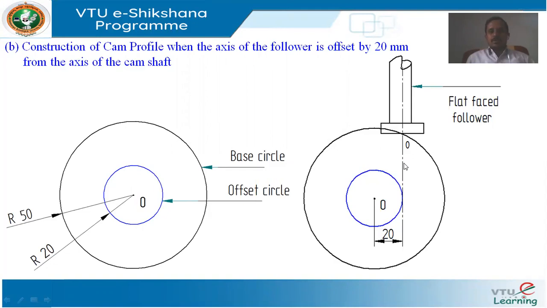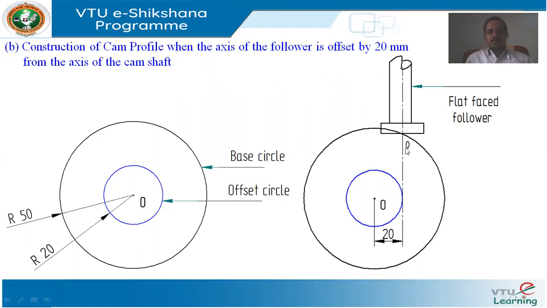Next step, draw a line vertically, a thin straight axis line tangent to the offset circle. This vertical axis line is basically offset from the CG of the base circle and offset circle, nothing but from the point O at a distance of 20 millimeter. So here it represents condition B: the axis of the follower is offset by 20 millimeter from the axis of the camshaft. So this axis line represents the axis of the follower.